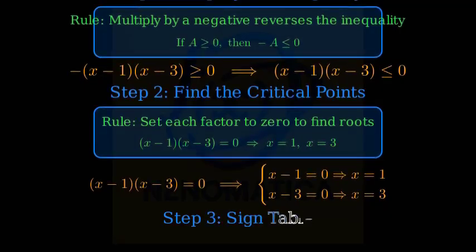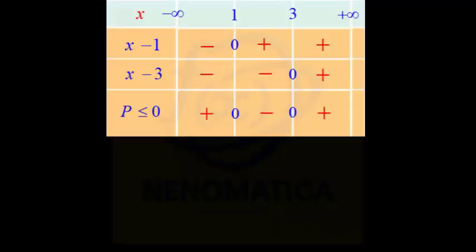Step 3. We create a sign table to determine where the product is negative or 0. We consider the intervals from negative infinity to 1, the point 1, from 1 to 3, the point 3, and from 3 to positive infinity. For x minus 1, the signs across these are negative, 0, positive, positive, positive. For x minus 3, the signs are negative, negative, negative, 0, positive. The product is positive, 0, negative, 0, positive. We want less than or equal to 0, so that means the product is negative or 0.